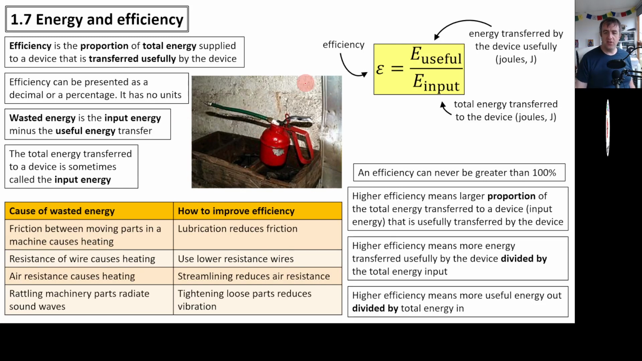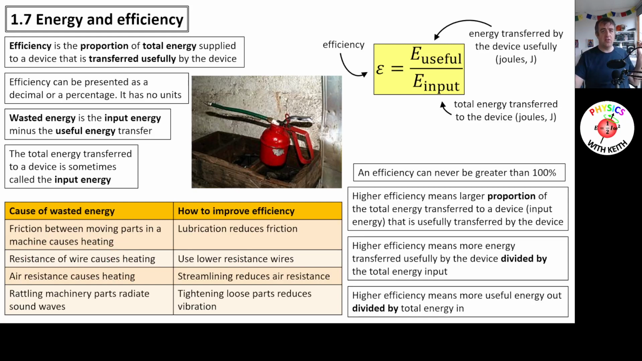So how do we improve the efficiency of something? Let's move down to here. Wasted energy we've talked about. Total energy transferred is sometimes called input energy, which I've talked about. So how do we improve the efficiency? Well, it depends on the way that energy is being transferred into the wasted energy store. So, for example, usually it's friction between moving parts in a machine. What do we do? We lubricate the parts of that machine, reducing friction. That reduces the work done by friction, reducing energy transferred, reducing the proportion of energy transferred into the wasted energy stores, thermal energy.